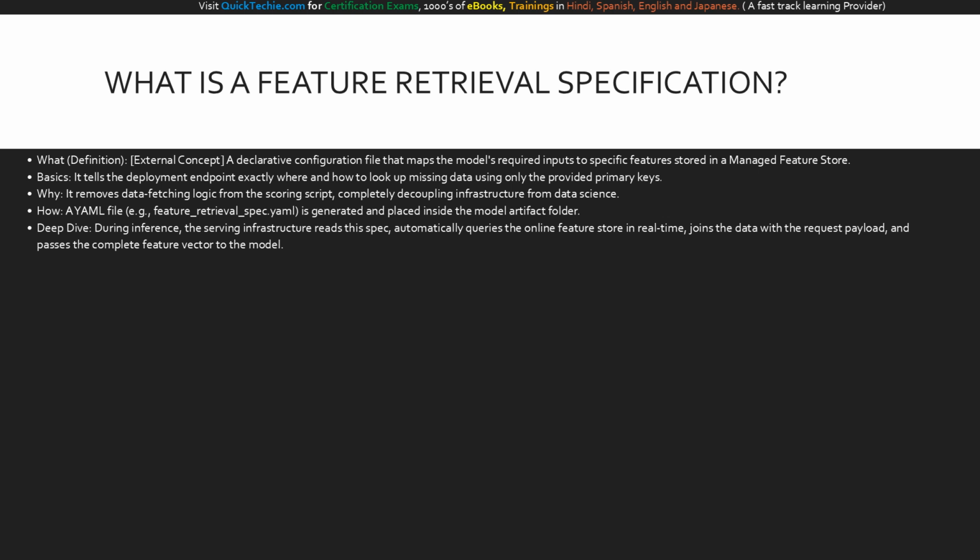Let's walk through this sequence diagram of a modern inference request. The web app sends just the patient ID to the managed endpoint. The endpoint instantly reads the feature retrieval spec and automatically queries the feature store. The feature store returns the full medical history: age, blood pressure, BMI. The endpoint injects this complete vector into the ML model, which generates the prediction and returns it to the client. Fast, secure, and fully automated.